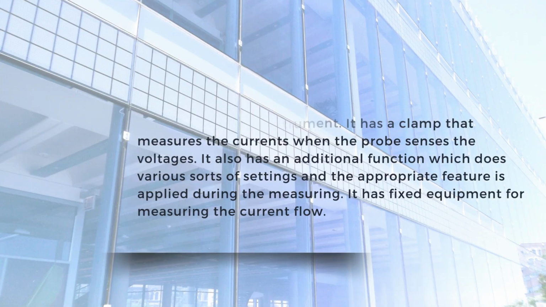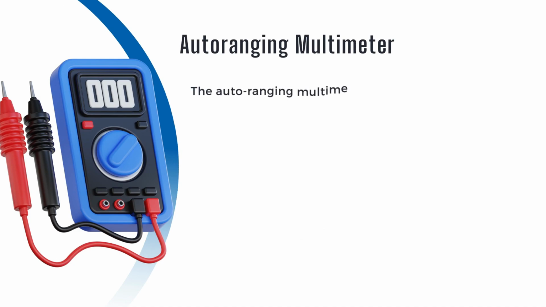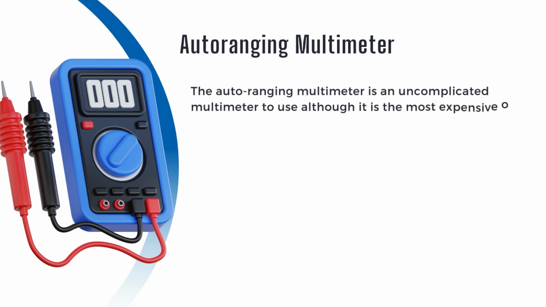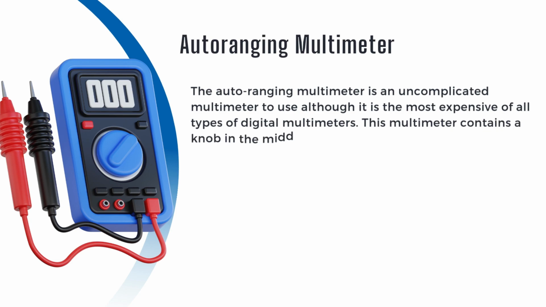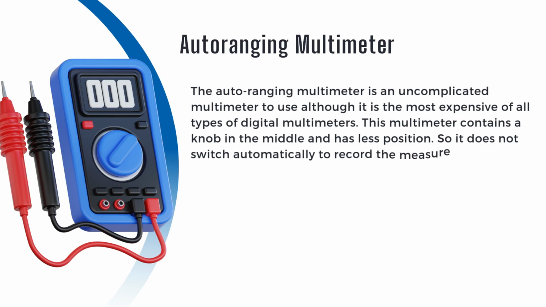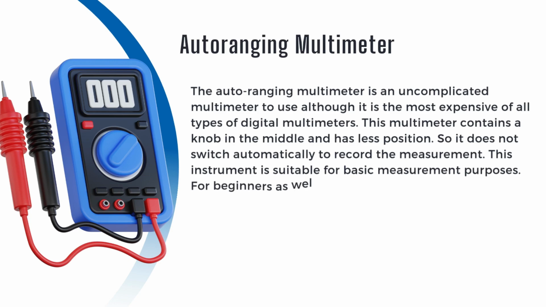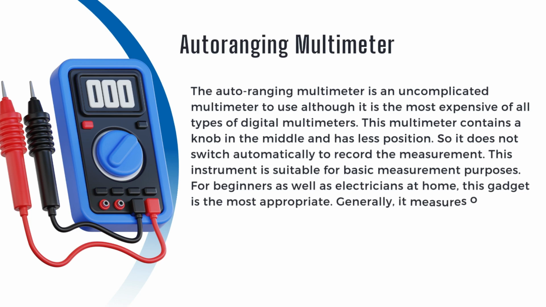The third digital multimeter is the auto-ranging multimeter. This multimeter is an uncomplicated multimeter to use, although it is most expensive of all the types of digital multimeters. This multimeter contains a knob in the middle and has less position, so it does not switch automatically to record the measurement. This instrument is suitable for basic measurement purposes. For beginners as well as electricians at home, this gadget is the most appropriate. Generally, it measures one component at a time.